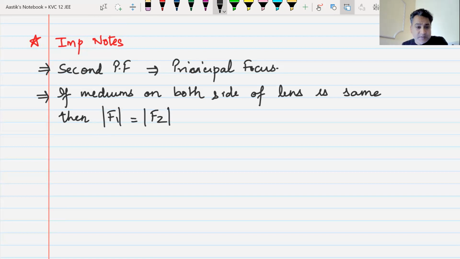Why are we talking about magnitude? Because there is a sign convention. Do you remember that sign convention? Direction of incident light, this, that. Do you remember this?